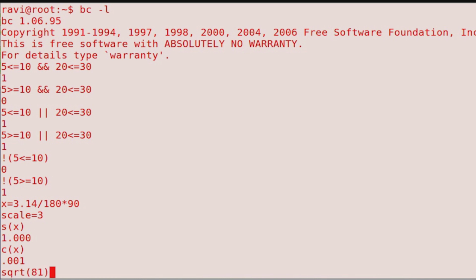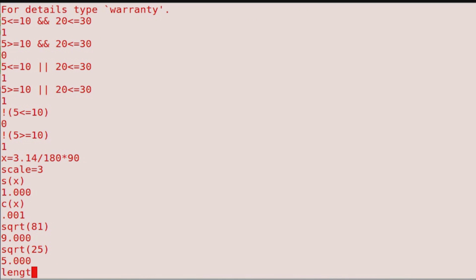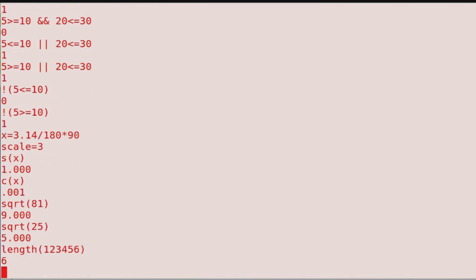sqrt(81) has returned the value of 9. sqrt(25) has returned a value of 5. length(123456) has returned the value of 6 which is the number of digits of the given argument. length(876) has returned a value 3.